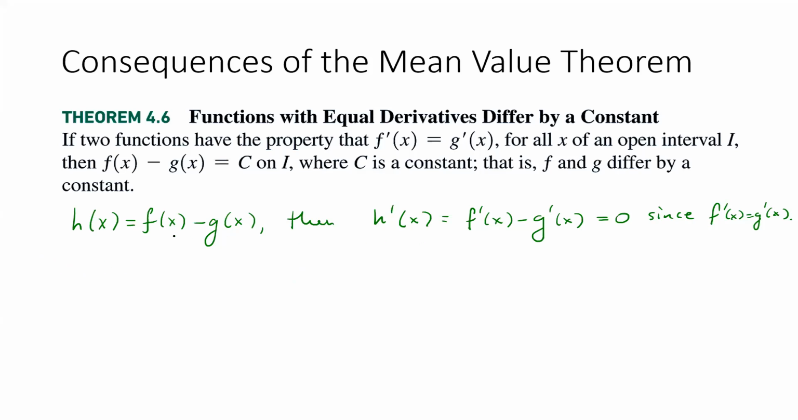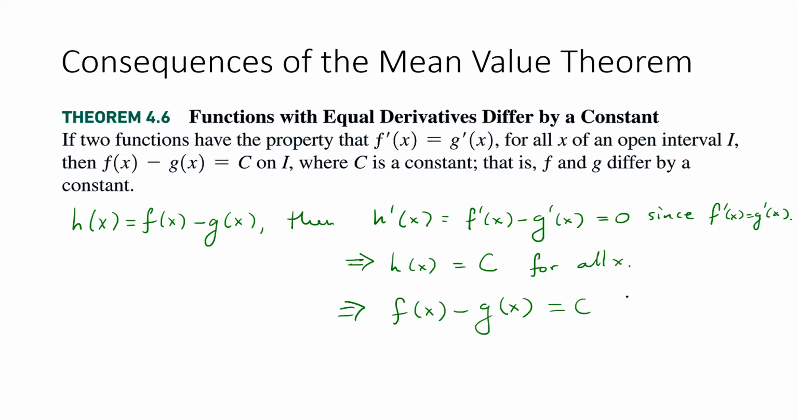Anyways, since f prime of x is equal to g prime of x, what we're assuming here, then we know the difference must equal 0 for all x. So by the previous theorem, that means that h of x is a constant function. So that means that f of x minus g of x must be equal to a constant for all x.